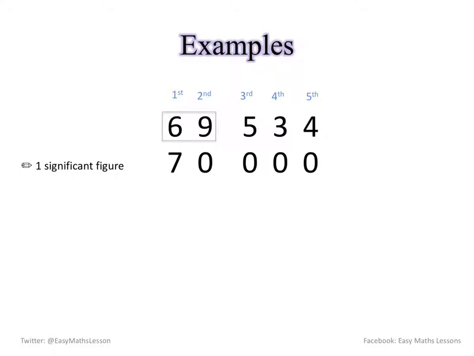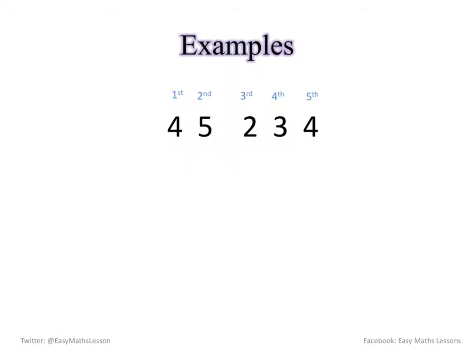Alright, but so much for the first significant figures. How about some second significant figures? I'm going to go back to my 45,234. And if I'm rounding to two significant figures, or the second significant, I am now going to look at the 5 and the 2 that's next to it. In other words, 52. So 52 rounds to 50.